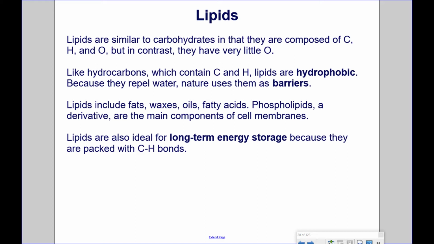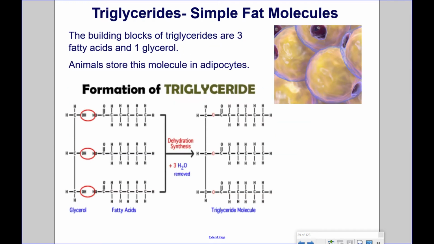Lipids. Lipids are similar to carbohydrates in that they are composed of carbon, hydrogen, and oxygen, but in contrast, have very little oxygen. Like hydrocarbons, which contain carbon and hydrogen, lipids are hydrophobic. Because they repel water, nature uses them as barriers. Lipids include fats, waxes, oils, fatty acids. Phospholipids, a derivative, are the main components of the cell membrane. Lipids are also ideal for long-term energy storage because they are packed with carbon-hydrogen bonds.